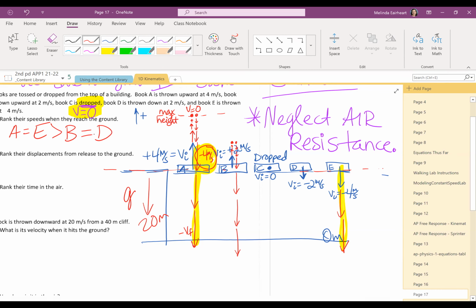And then C, when you drop something, you're basically not giving it any kind of advantage, right? So it's got to speed up from rest. And so we got a little arrow a little bit bigger, right? But even though it's the same height, it was given no advantage at all. So yeah, it's going to speed up, but not as much as the others. And so C is going to be the least.